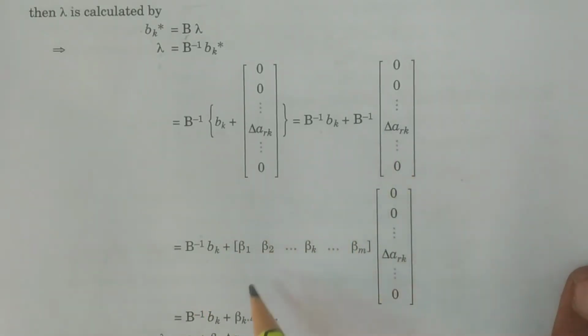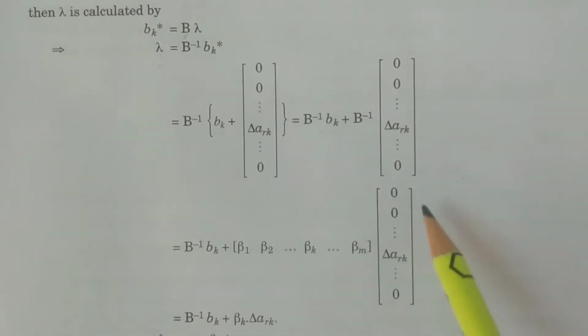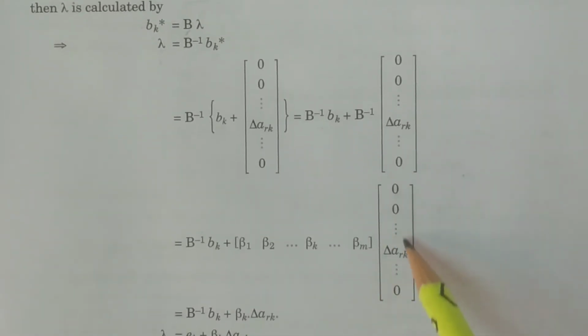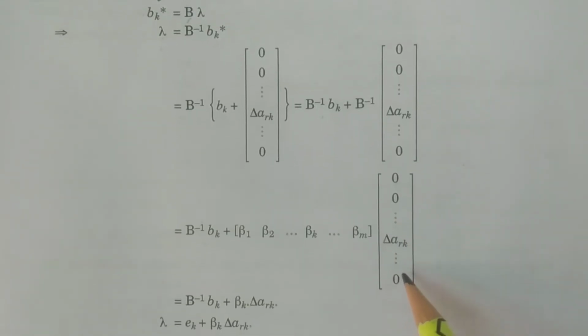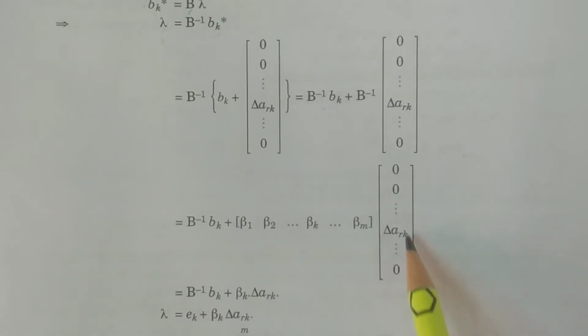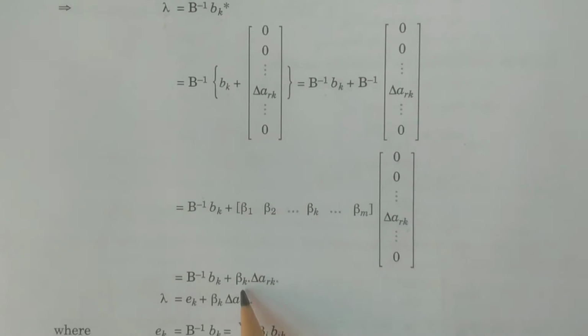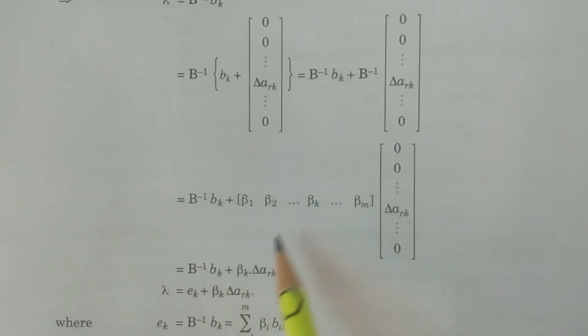And then if you consider B inverse bk plus B inverse, which is the beta vector, beta 1, beta 2 and so on beta m, multiplied by 0, 0 and so on delta rk 0. If you multiply this, you will get only beta 1 into 0, beta 2 into 0 and so on; beta k into delta rk will remain, and the remaining all zeros. Beta k, of course you remember, is a vector, beta k multiplied by delta rk. So you see here B inverse bk plus beta k into delta rk.